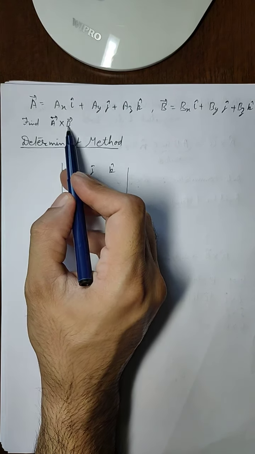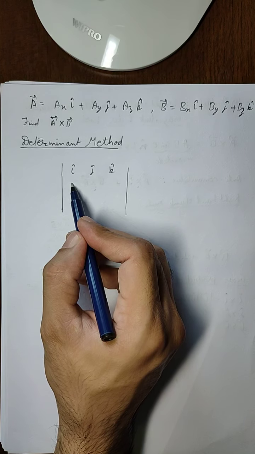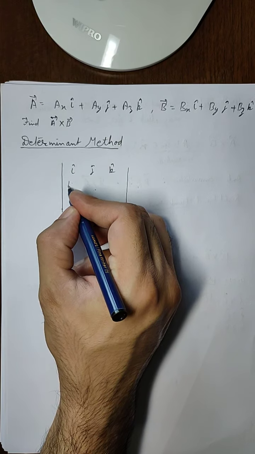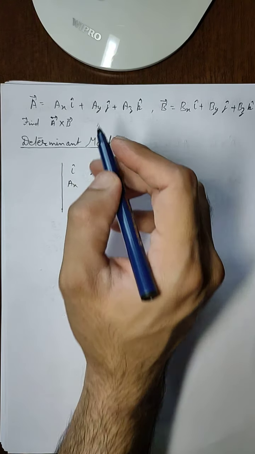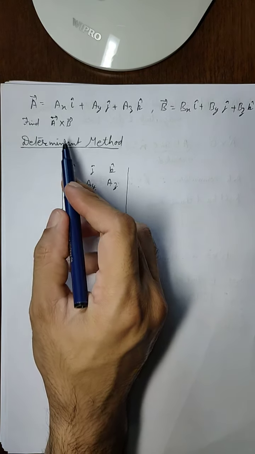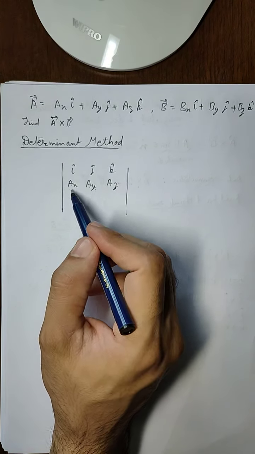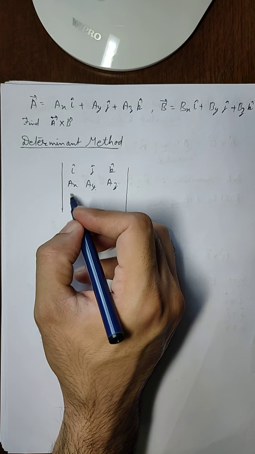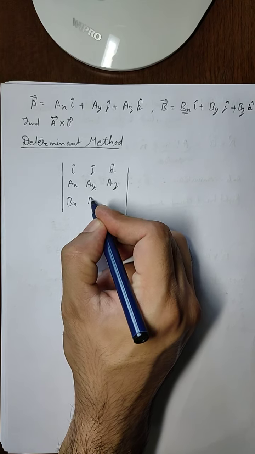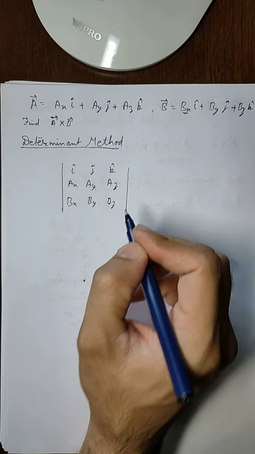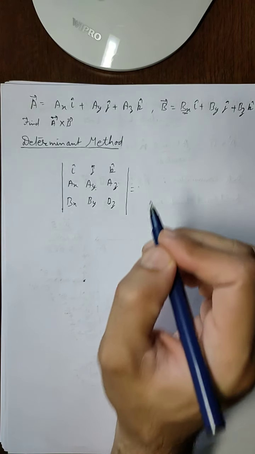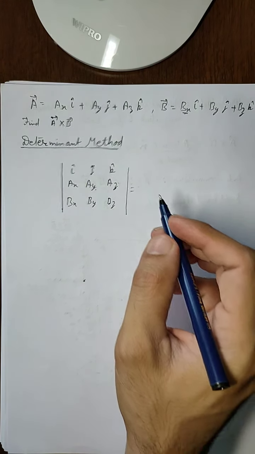Since we are doing A cross B, first we have to write the coefficients of A. So the first coefficient, of i cap, is Ax, so we will write Ax here. j cap is with Ay, so Ay, and similarly Az. Now the other quantity is B, so below them we are going to write the coefficients of B. With i cap we have Bx, so we will write Bx here, similarly By and Bz. So this is the way of writing the determinant. Now how to solve it? I'll directly give you the formula.